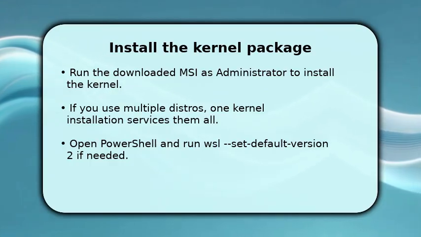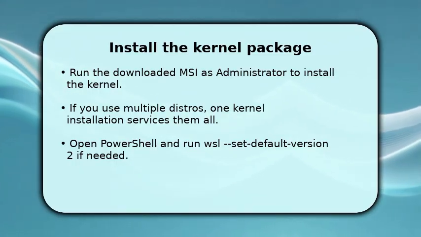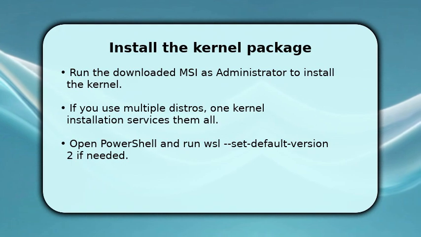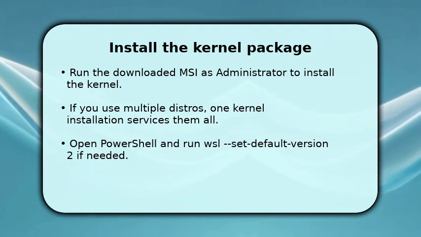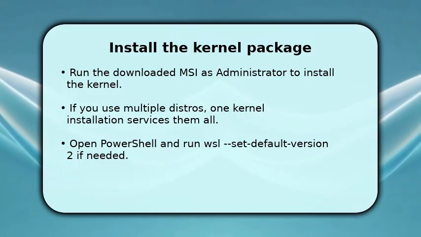After installation, open an elevated PowerShell and run wsl --set-default-version 2 if you need to convert existing distributions or ensure new ones use WSL2. This finalizes the kernel update and prepares your distros to run with the new kernel.